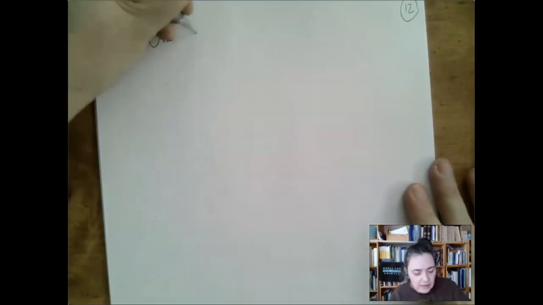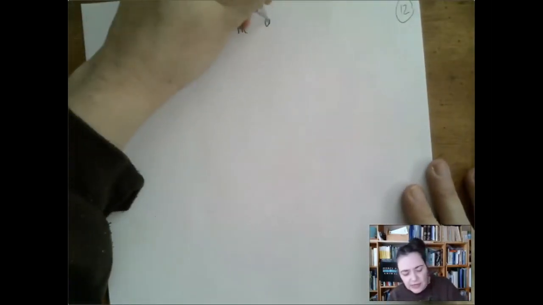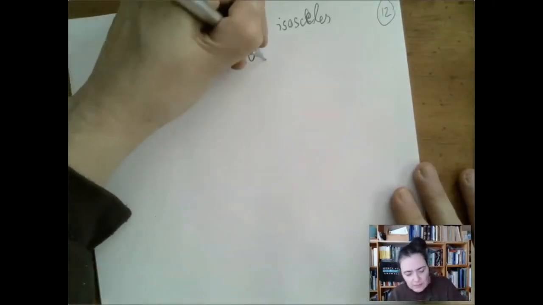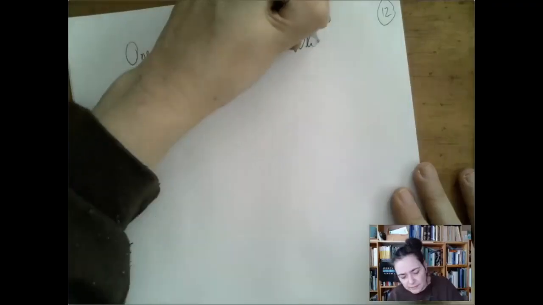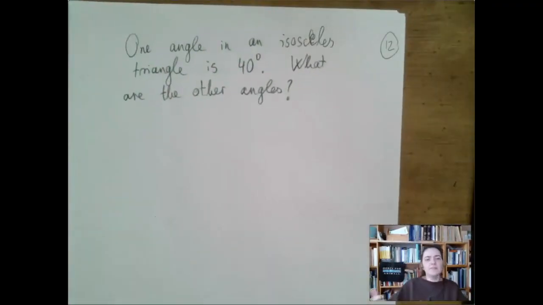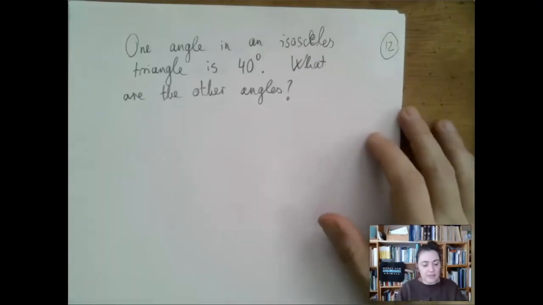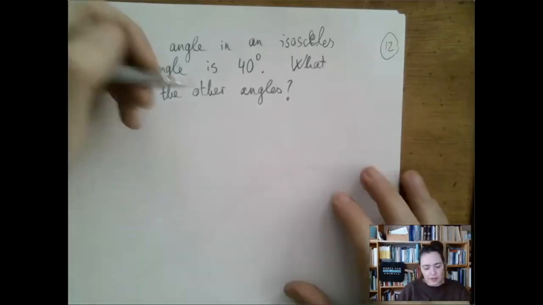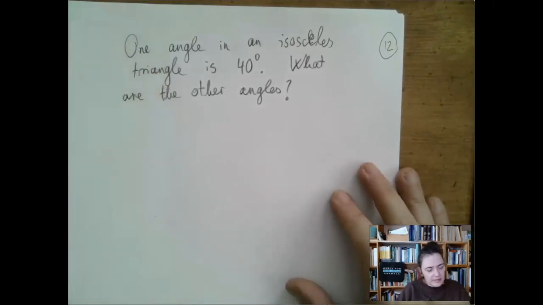So one angle in an isosceles triangle is 40 degrees. What are the other angles? What is the measure of the other angles? What are the measures? I think you got it. 70? 70 is good. That would look like, wait, 70, 70, 40.